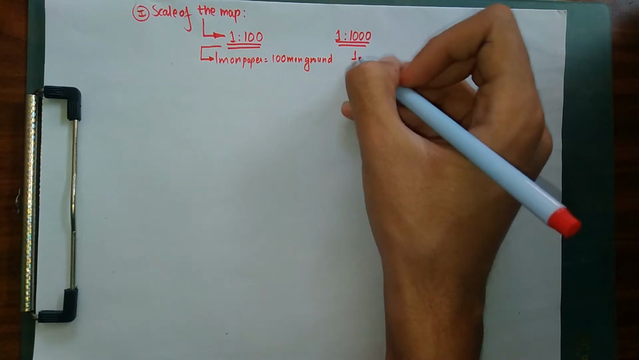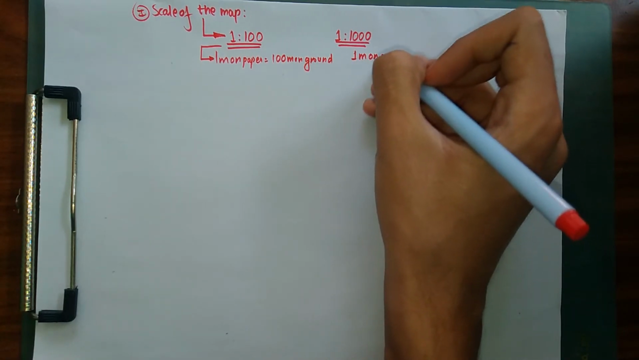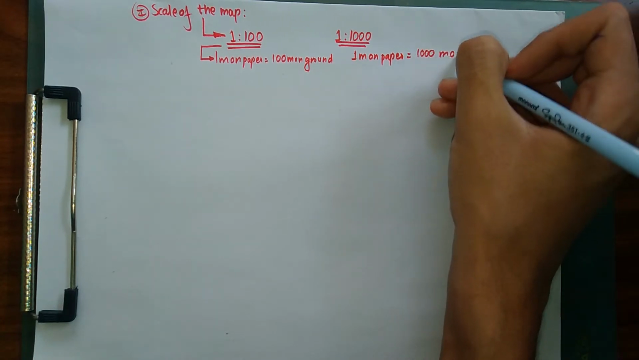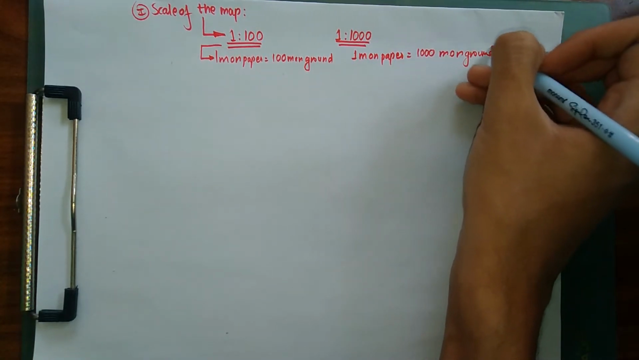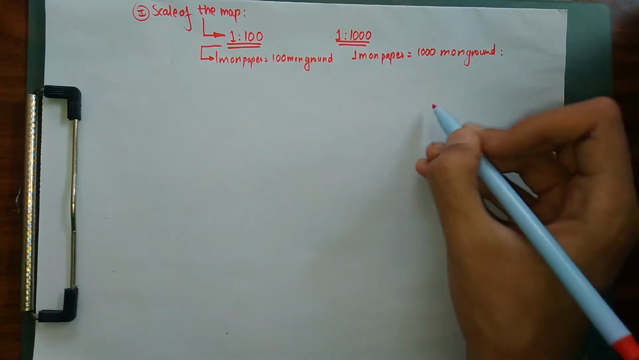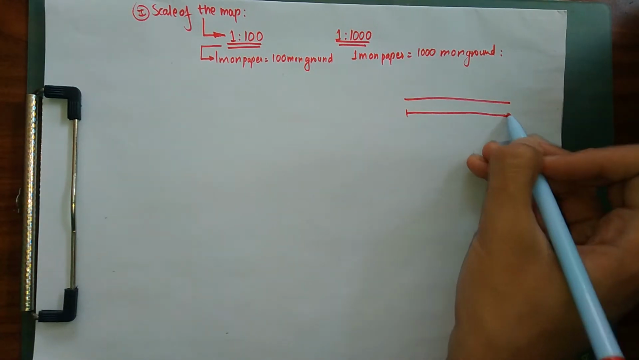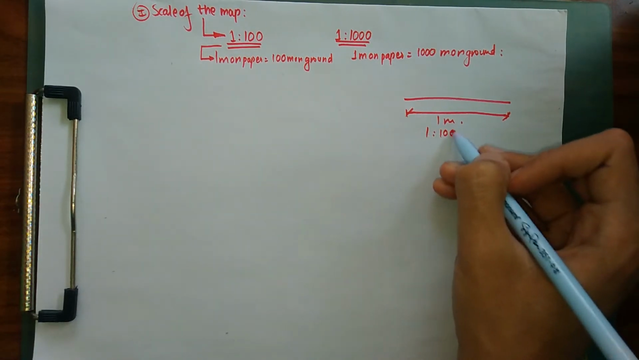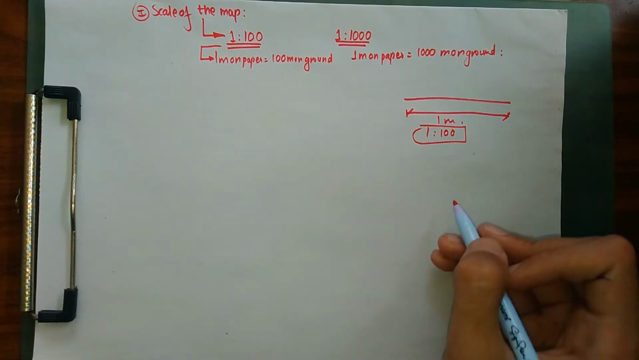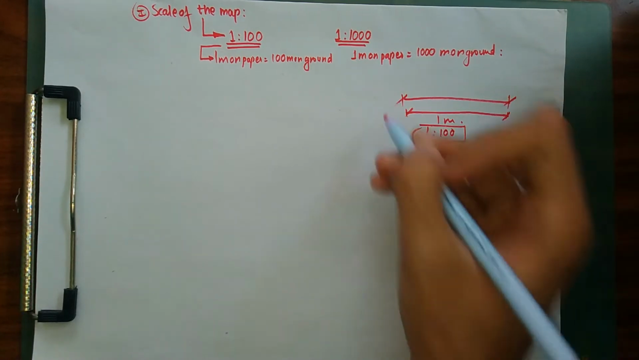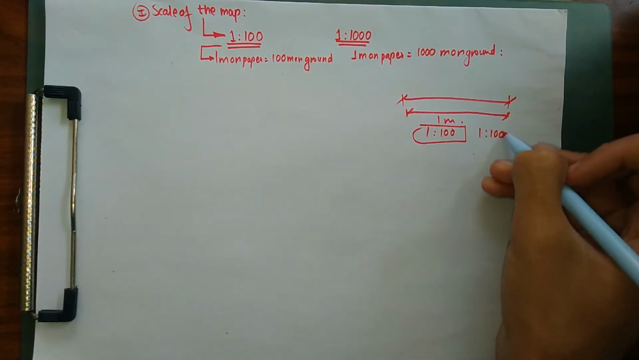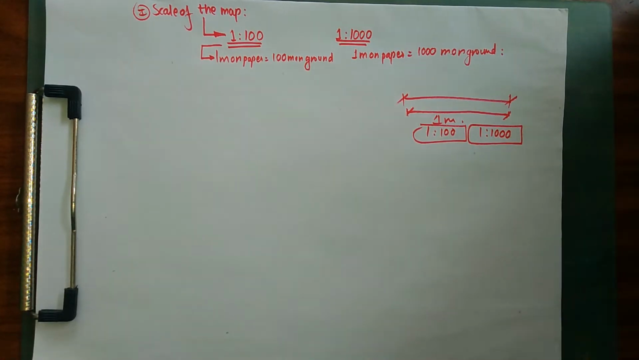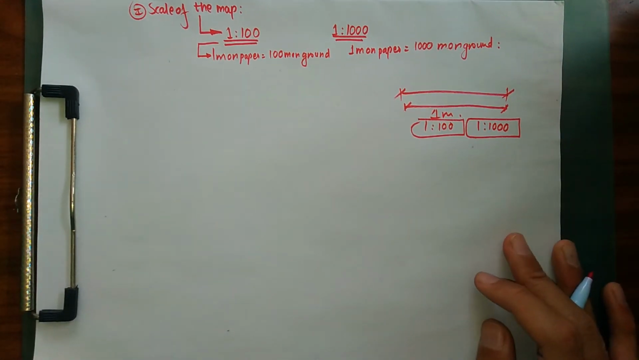Similarly for 1:1000, what this refers to is 1 meter on paper is going to be 1000 meters on ground. So what does this mean? Let's say I draw a line of 1 meter. For my scale of 1:100, this line is going to represent 100 meters on the real ground, whereas for my scale of 1:1000, this 1 meter is going to represent a length of 1000 meters on my ground.